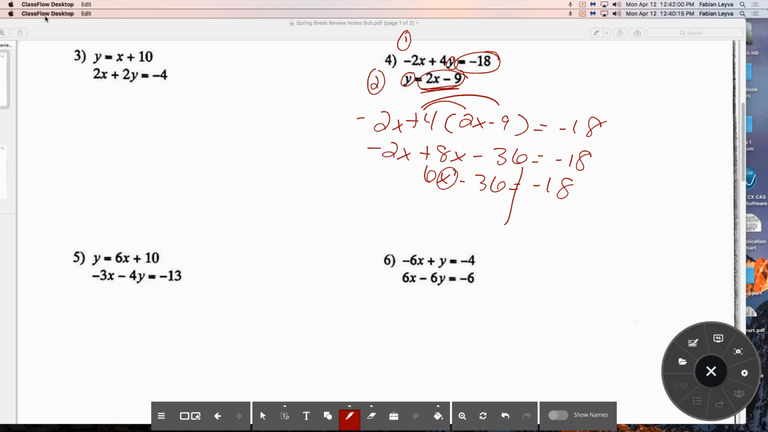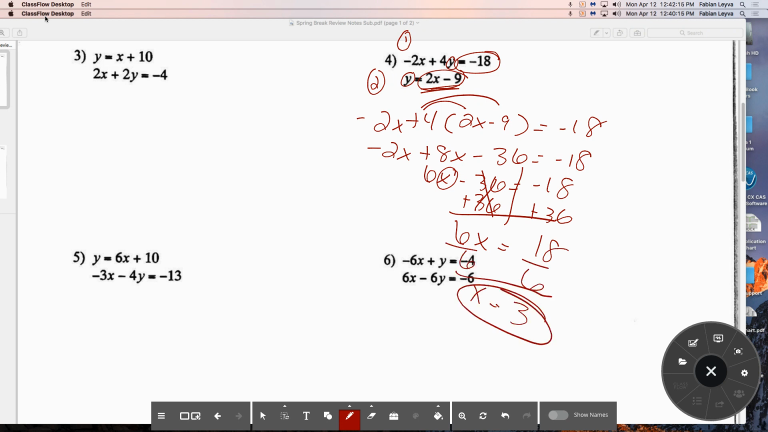Now your x is combined by itself on one side. Get rid of everything else around it. So let's get rid of that 36 first by adding 36 to both sides. These cancel out. You're going to be left with 6x is equal to a positive 18. Dividing by 6 on both sides, you finally end up with a positive 3. Does everybody agree with that one?